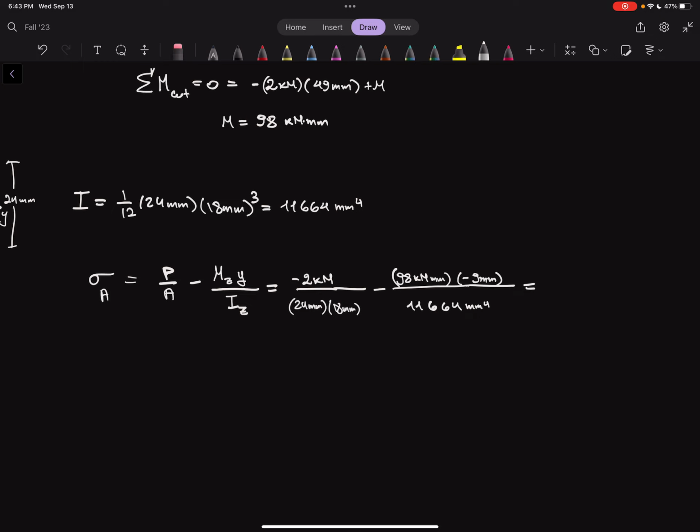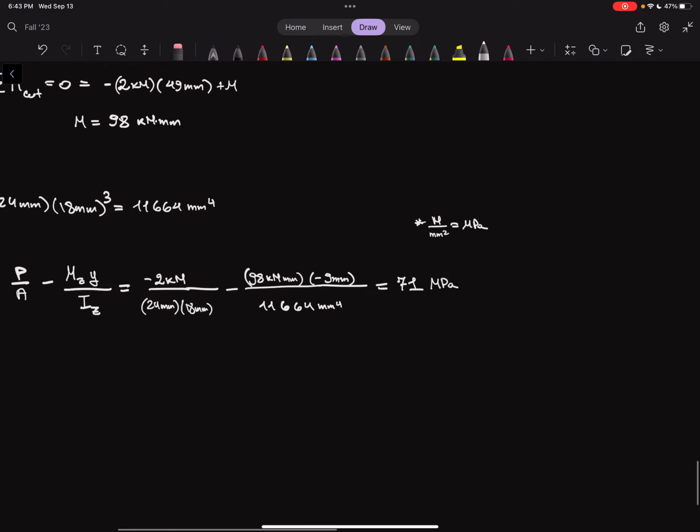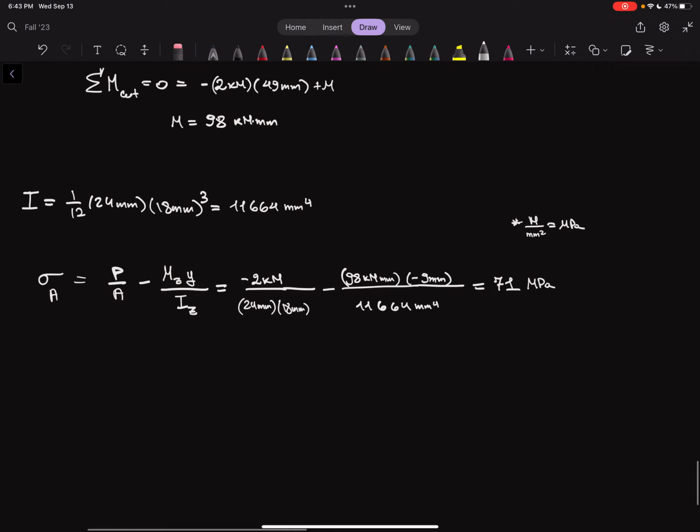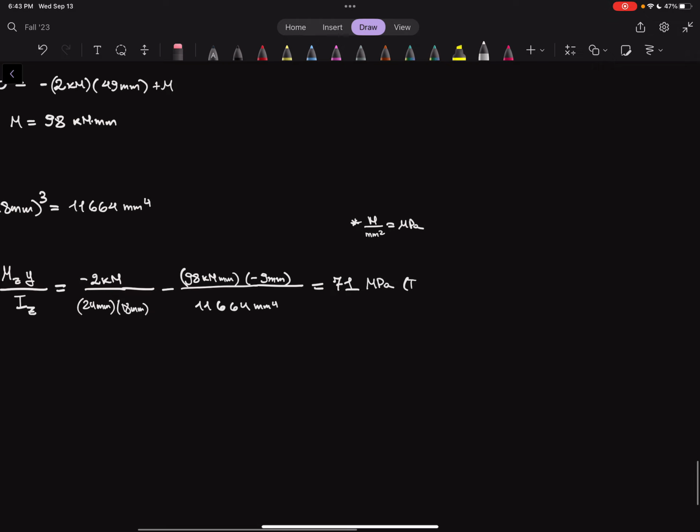So we get 7.1 times 10 to the negative 2. But remember, it was kilos, so we get basically 71. So 71 positive megapascals, because remember that newtons over millimeters squared is equal to megapascals. And this is going to be in tension because it's positive. So that's one of our answers.